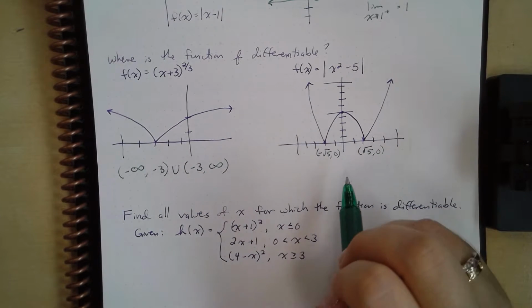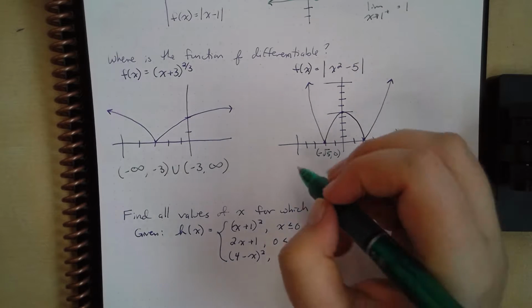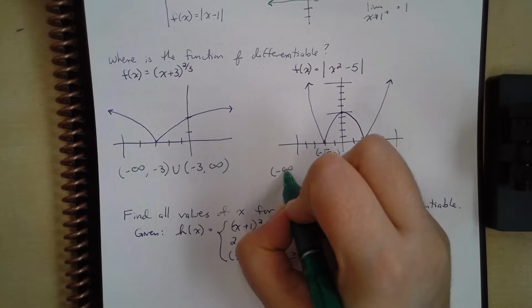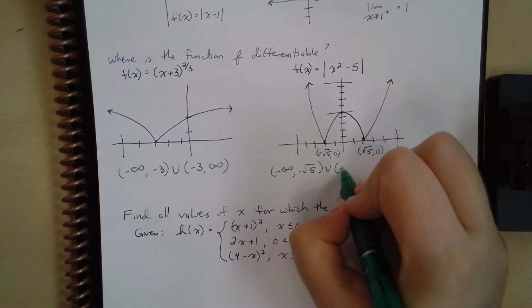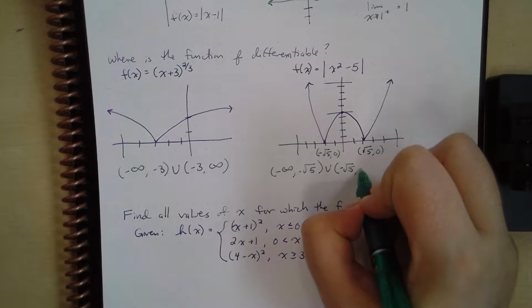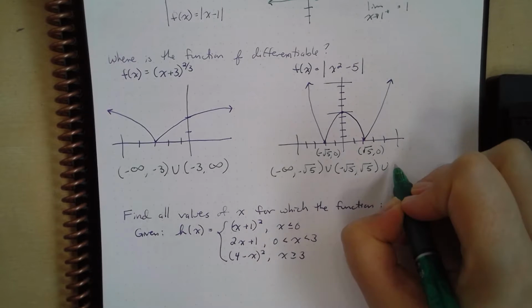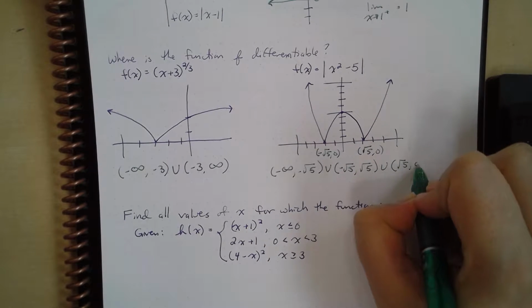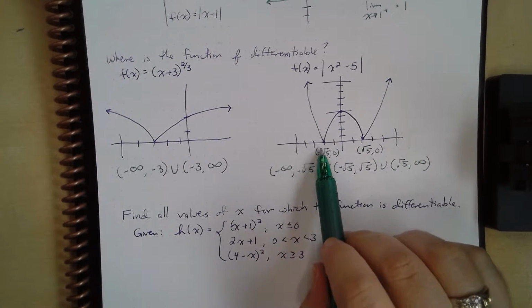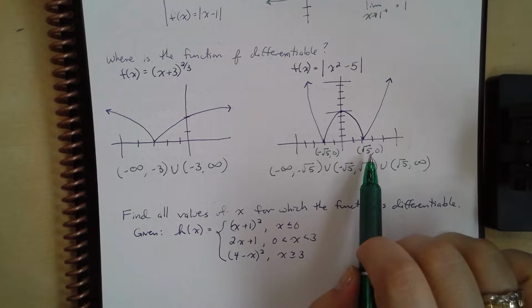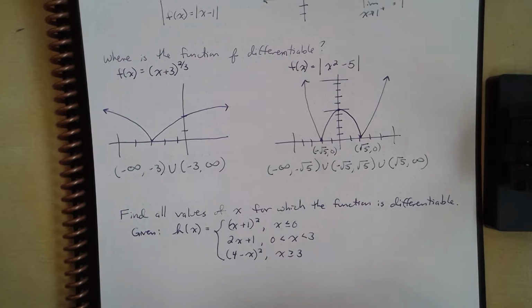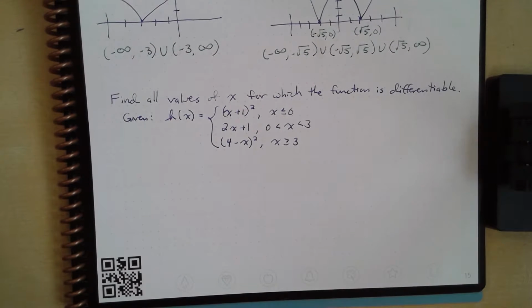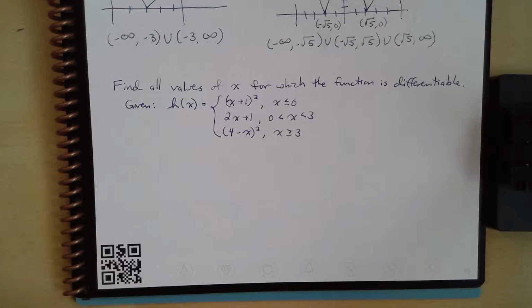So where is this differentiable? Well, we actually have this as differentiable in 3 places, from negative infinity to negative radical 5, then again from negative radical 5 to radical 5, and again from radical 5 to infinity. But actually at negative radical 5 and radical 5, it's not differentiable because we have that kind of sharp point there, right? So we want to find all the values of x for which the function is differentiable.